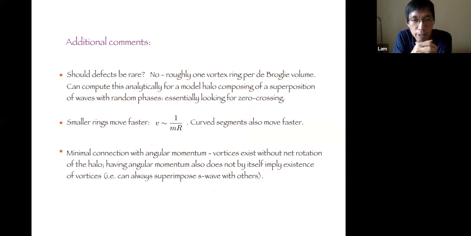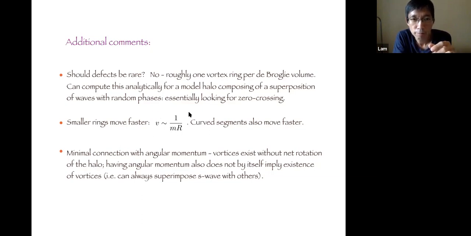Naively, you might think this defect should be rare because this is complete destructive interference. But in fact, you can actually show that these are not rare at all. It's very generic. You have roughly one vortex ring per de Broglie body. And we check this both in simulations with gravity, and we check it by just computing analytically for a model where you have just a superposition of waves with random phases.